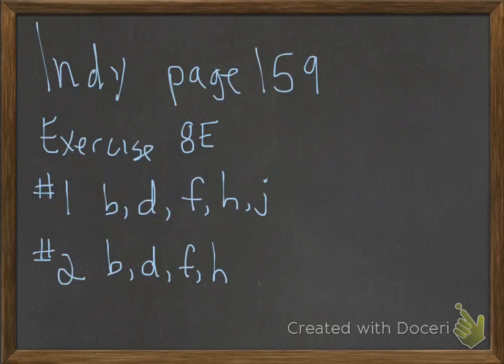Okay, here's your indie work, page 159. Exercise 8E. You'll see it right there. Number 1, B, D, F, H, J. Basically, I'm just skipping every other letter starting with B. And number 2, B, D, F, H. Should take you maybe 15 minutes to work on that.